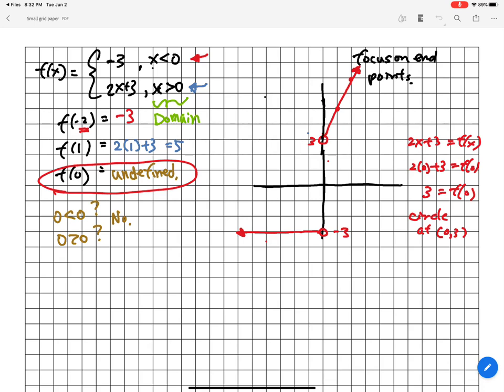This is a piecewise function, so the pieces are not connected, and they each take on their own depending on the domain. The f of x equal negative 3 is a horizontal line that only happens when the x value is less than 0. And 2x plus 3 is a linear function that only happens when x is positive. And at x equal to 0, notice they're both open circles, therefore it is undefined. It's a little weird.